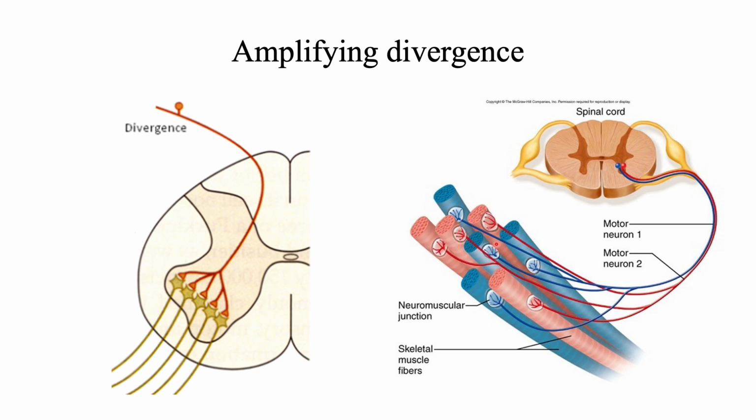So these muscle fiber cells act as one unit. It's called the motor unit, and they contract at the same time. That gives you a more pronounced or more effective movement. So again, this is an example of amplifying divergence.